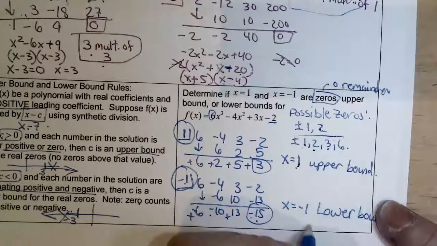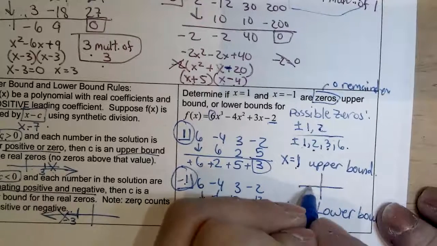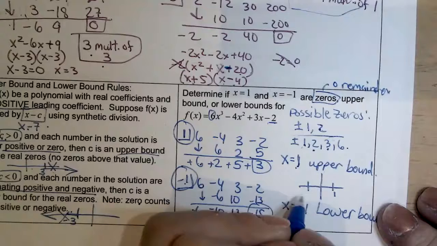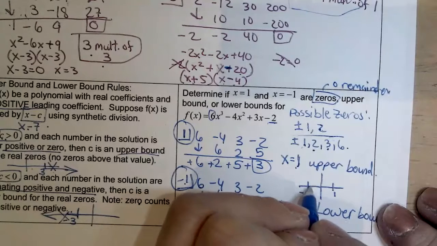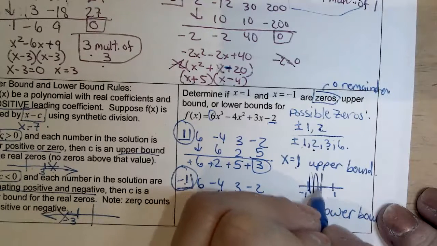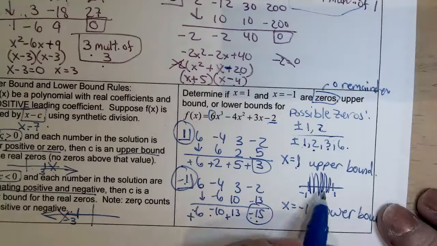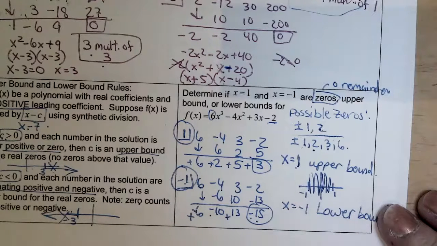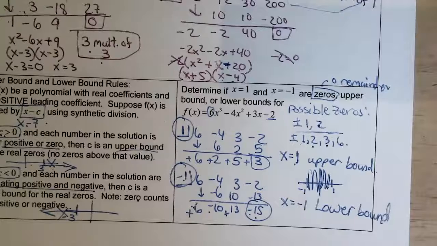So I know then that when I graph this function and I have a 1 and a -1, all of my zeros are going to be in here. So this function is going to cross or touch the x-axis somewhere between -1 and 1, nowhere else.